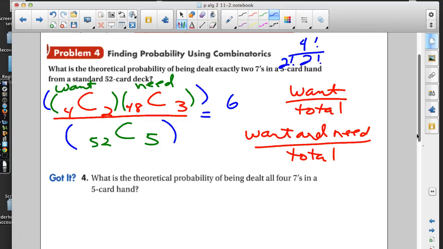we want 4 choose 2, there's our sevens. We still get 6. 48 choose 3, the numbers are starting to get a little big. That's going to happen with cards. So maybe we just give up and say 48, math, choose 3. And 52 choose 5 will also be big. So 52, math, choose 5.